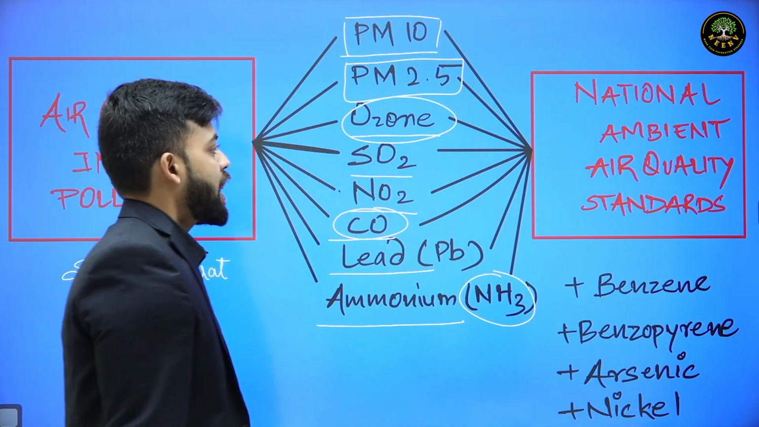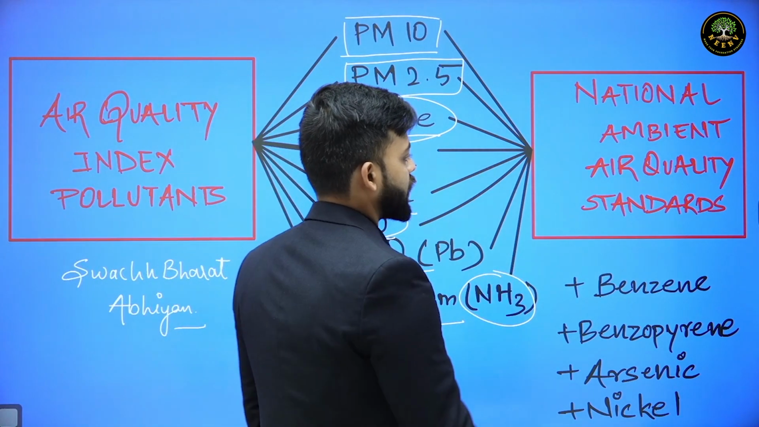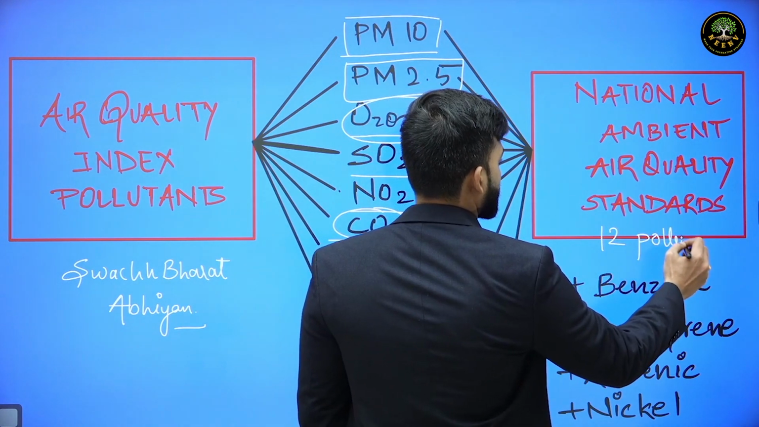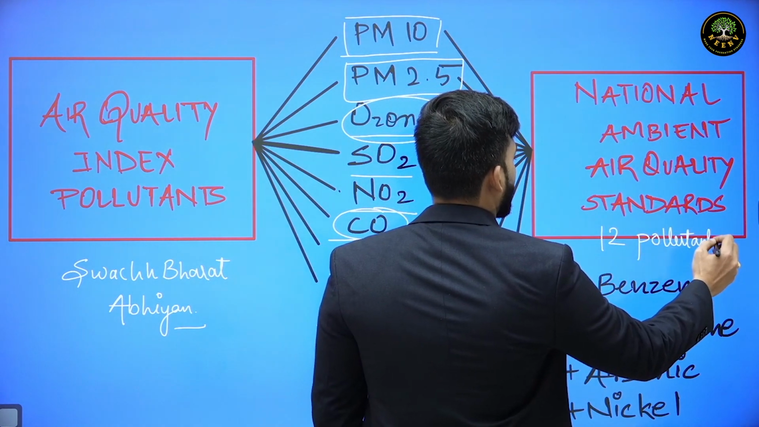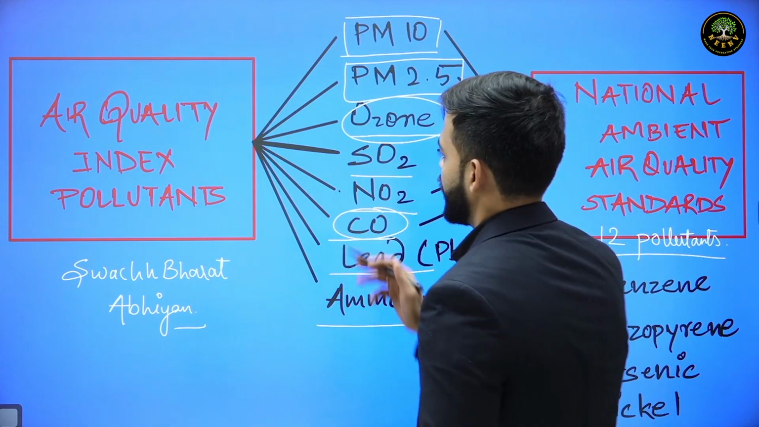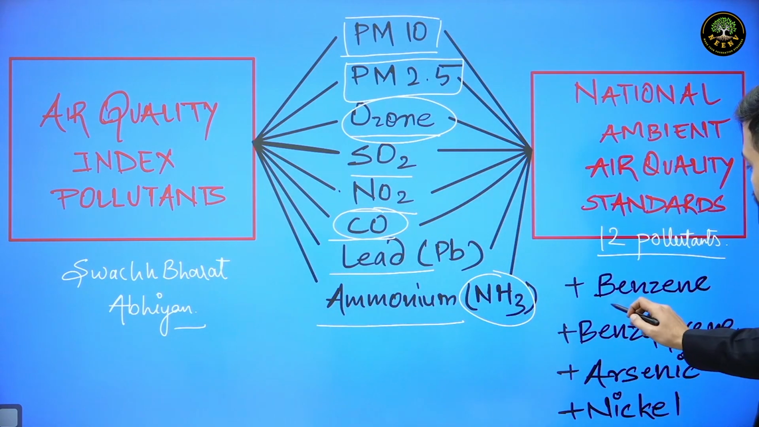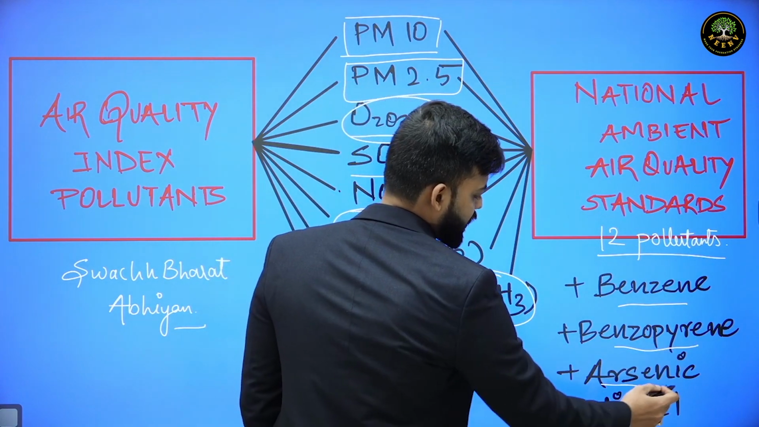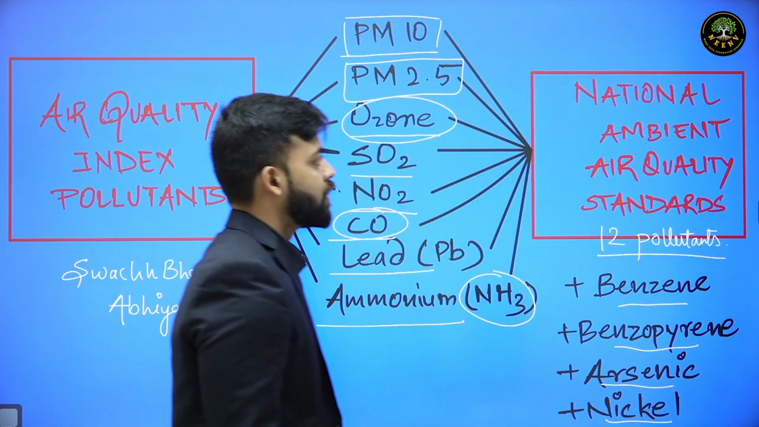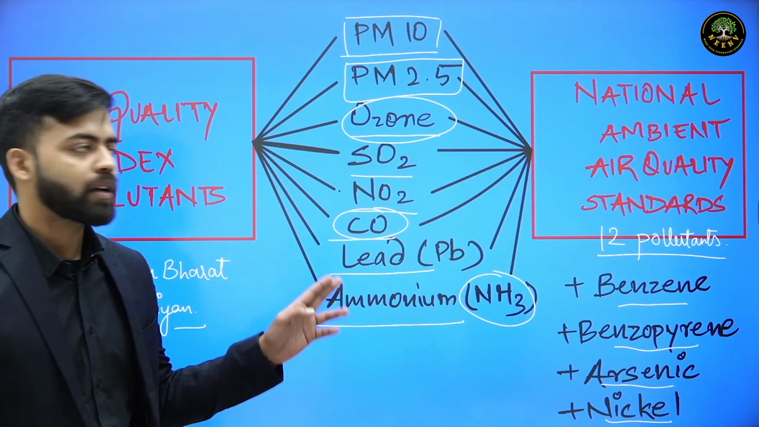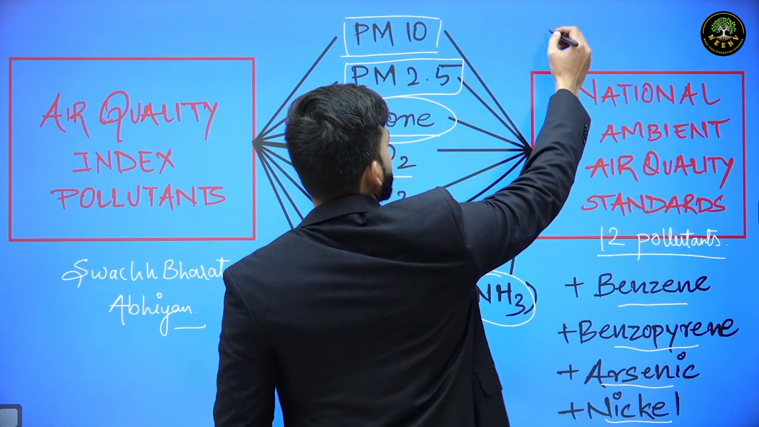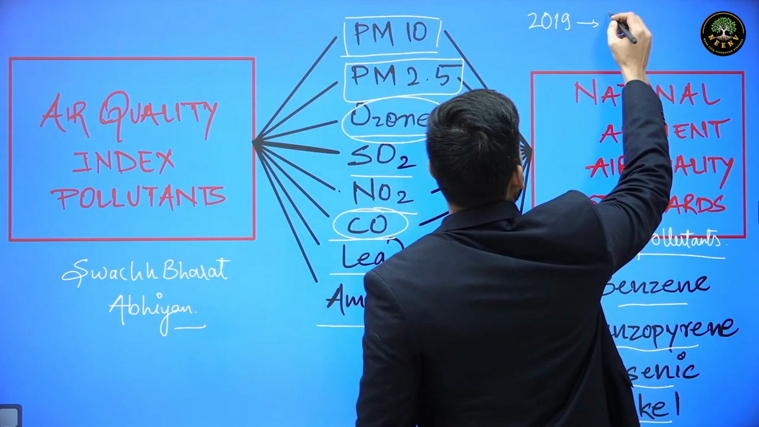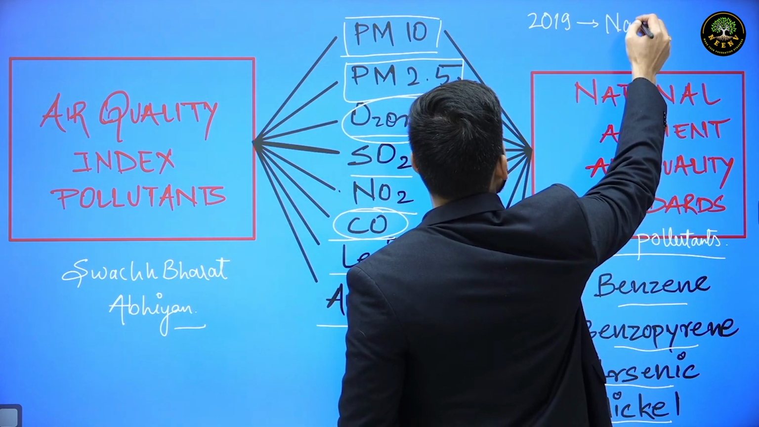As far as National Ambient Air Quality Standards are concerned, there are 12 pollutants. Pollutants that are mentioned in the Air Quality Index plus benzene, benzopyrene, arsenic and nickel. This was launched in the year 2019 under the National Clean Air Program.